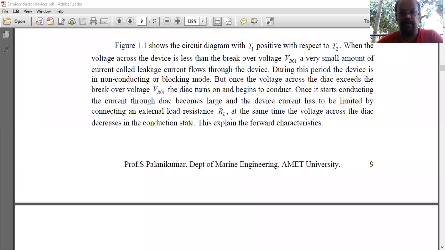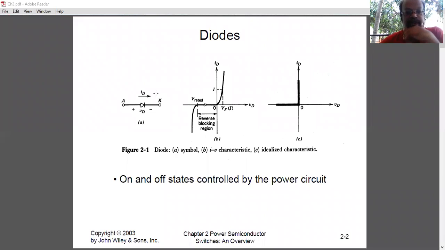So the same thing we are going to see as a presentation for these two devices. Okay, I'll share this. So this is about diode. When we are describing the diode, we have to very carefully draw the symbol of the diode. What is anode and cathode? What is the direction of current? When anode is more positive than cathode, at that time current will be flowing from anode to cathode. So this is the VI characteristics, or IV characteristics, of diode.